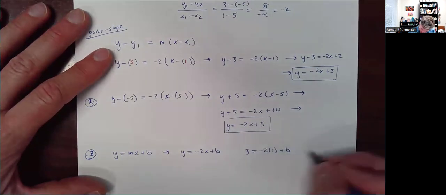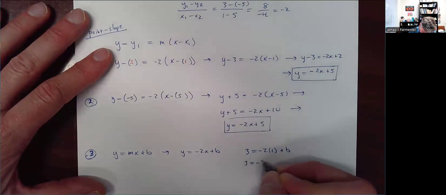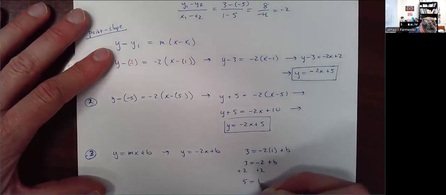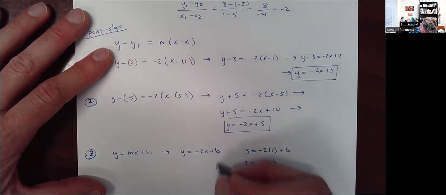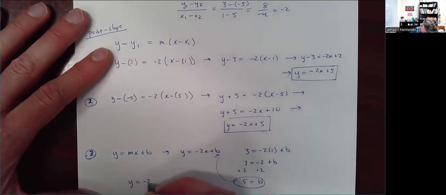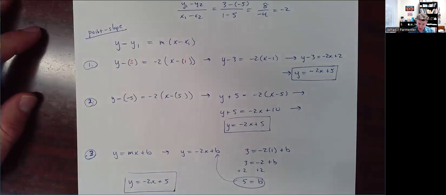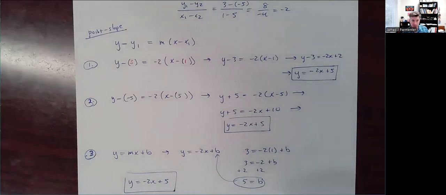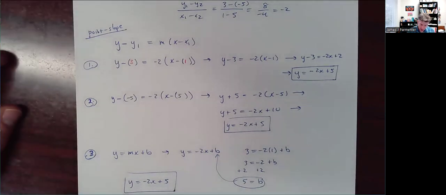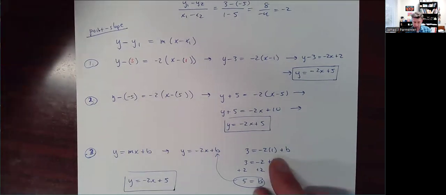Well, then I have 3 equal to negative 2 plus b. I add 2 to both sides, and I get 5 equal to b. So then I plug that back in for b here, and I get y equal to negative 2x plus 5. So any way you slice it, you're going to get y equal to negative 2x plus 5 when you write it in slope-intercept form. Cool. So let's look at a couple more examples, and then we'll wrap it up.